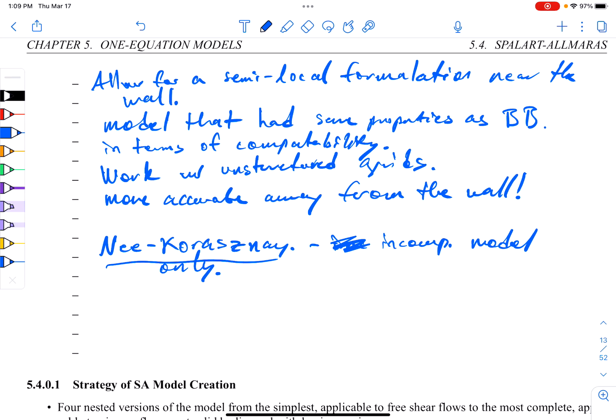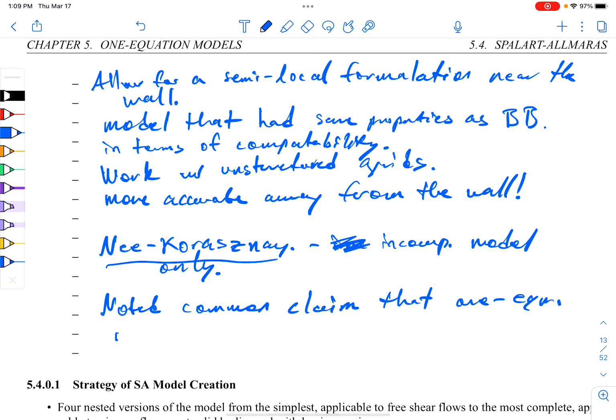Also, they noted the common claim that one-equation models are incomplete because they often have some calculation like every grid point's distance to the wall. And you'll see that the Spalart-Allmaras model uses that, especially for transition. So those are the goals, big goals.